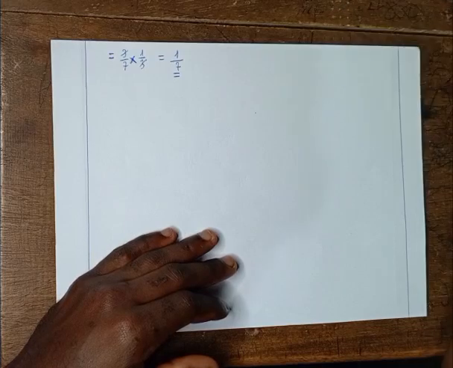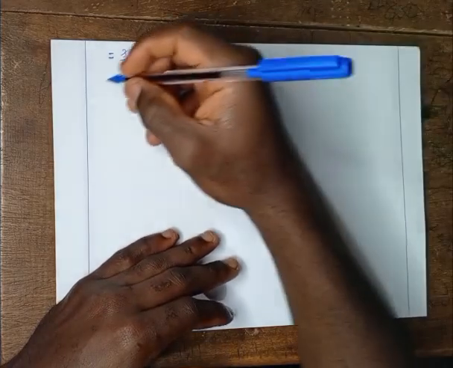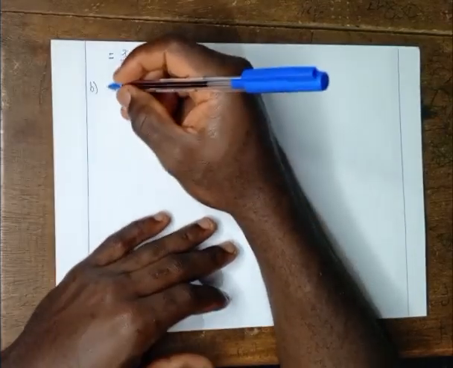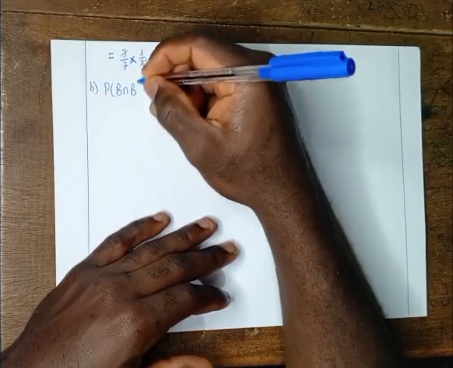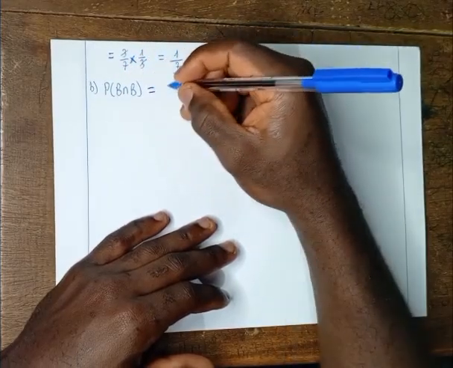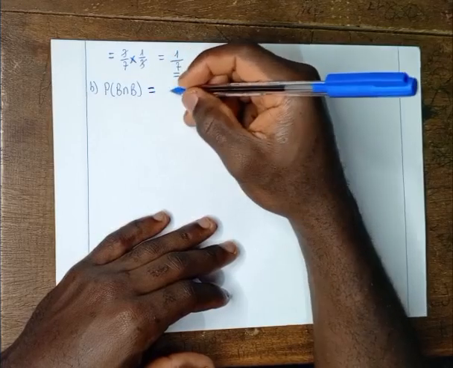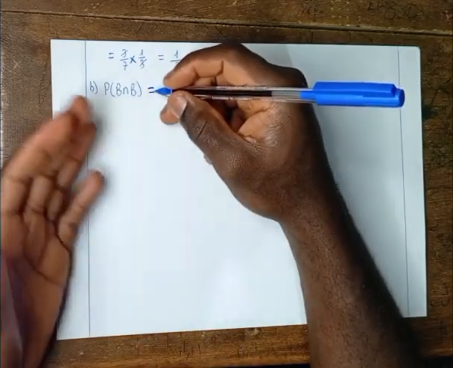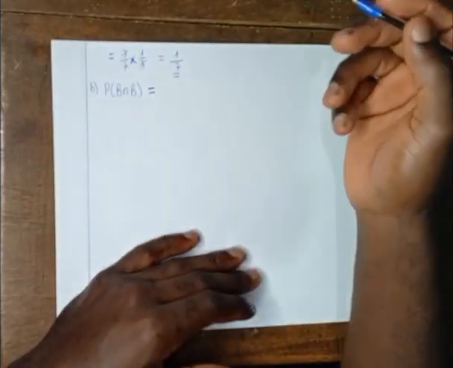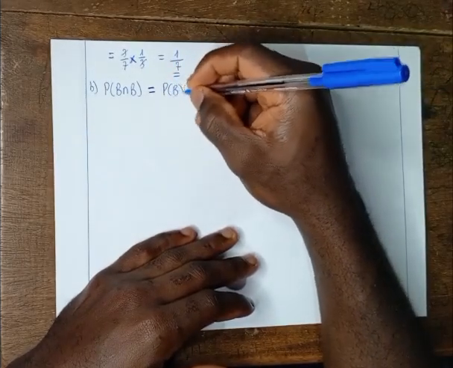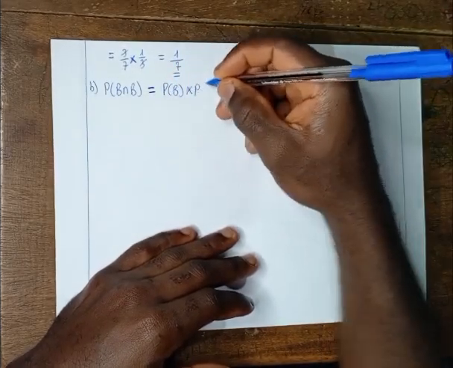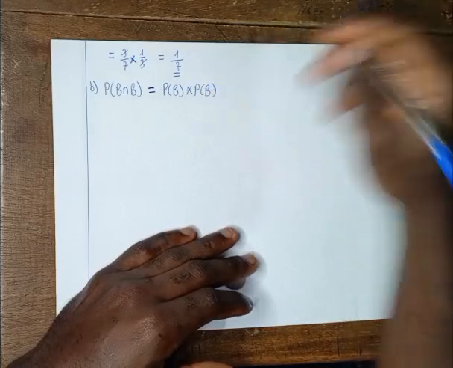Next, the next question says we should find the probability of getting both black balls. That means P of black and black. This will simply be equal to, since they are independent, because the probability of getting the first black ball does not affect the probability of getting the second black ball. This will give us the probability of the first black ball times the probability of the second black ball.